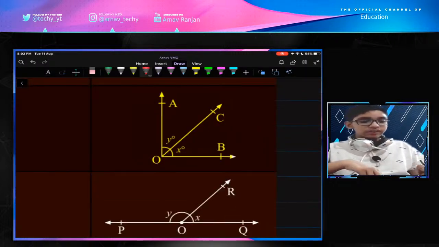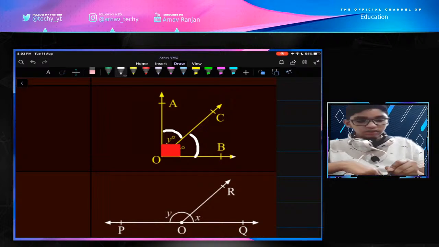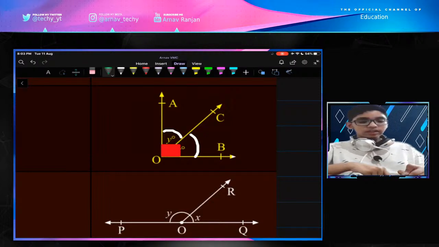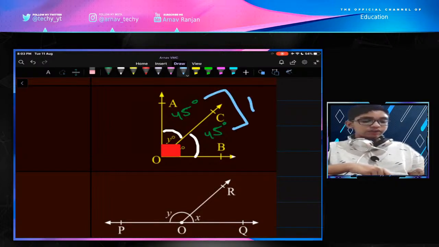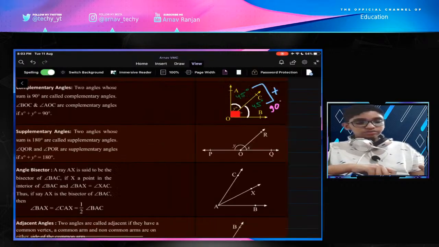If this whole angle is 90 degrees, here is a box, a square, and if it is a square, this means that this is a 90 degree angle. One angle is here and one angle is here. If these angles are equal, then the measure of each angle is 45 degrees. When you add 45 degrees plus 45 degrees, it comes out as 90 degrees. Okay, I hope you understood it.